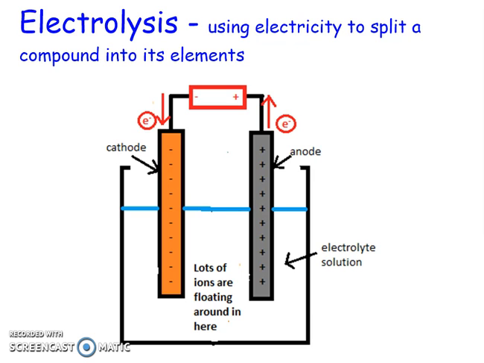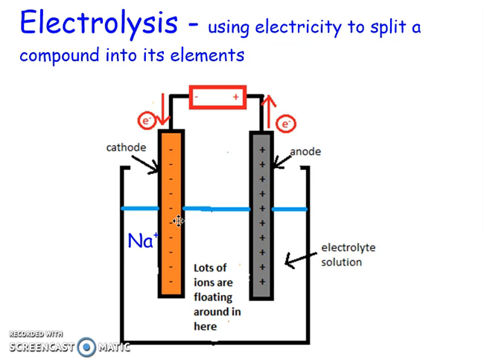Let's say that this one is sodium chloride. So I have lots of sodium ions floating around in this solution. However, as the pieces of metal become charged, the sodium has a positive charge. It's going to get attracted to the negatively charged cathode. So the sodium is going to be attracted to this piece.